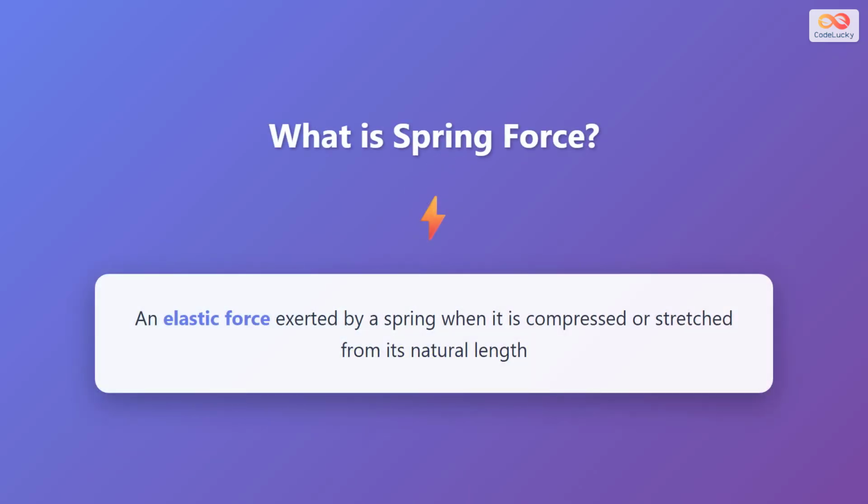Spring force is an elastic force that a spring exerts when it is either compressed or stretched from its natural length. When you push or pull a spring away from its equilibrium position, it pushes or pulls back. This is what we call the spring force. It's the spring's way of trying to return to its original, unstretched state. The key word here is elastic, which means the spring can return to its original shape after the force is removed.